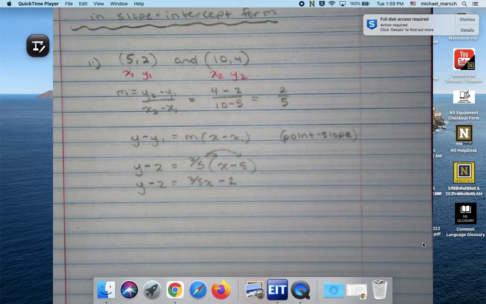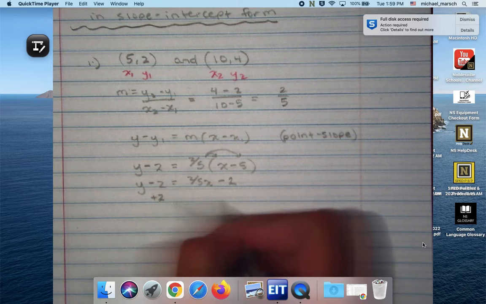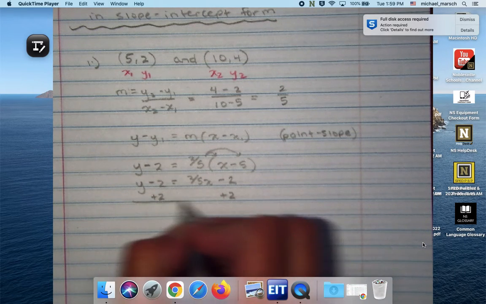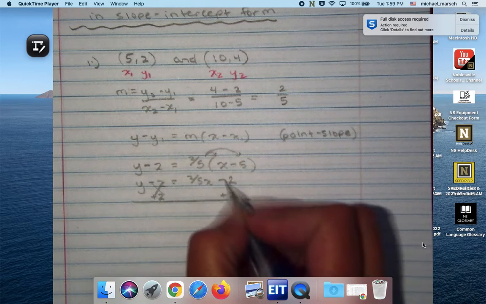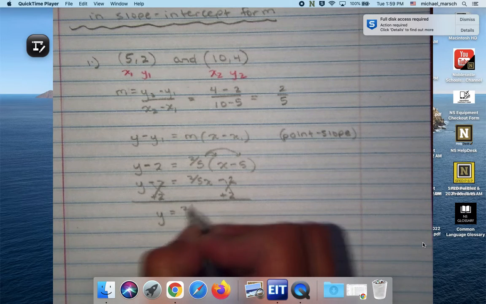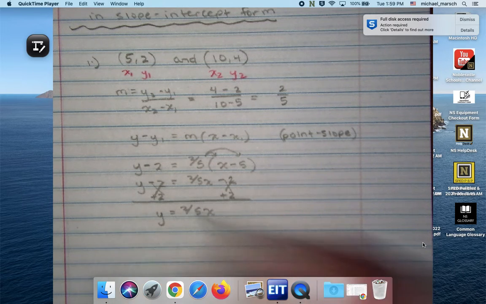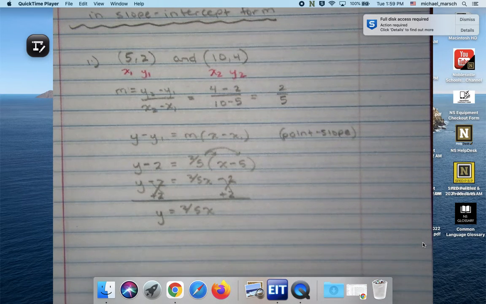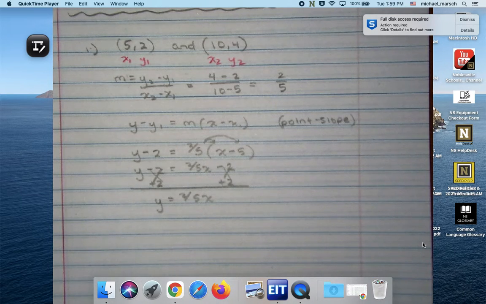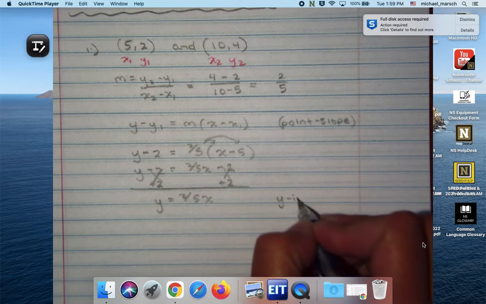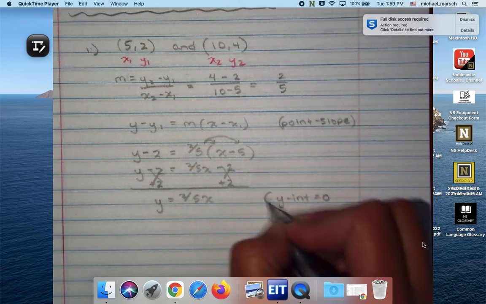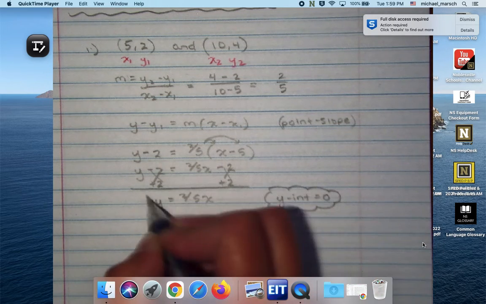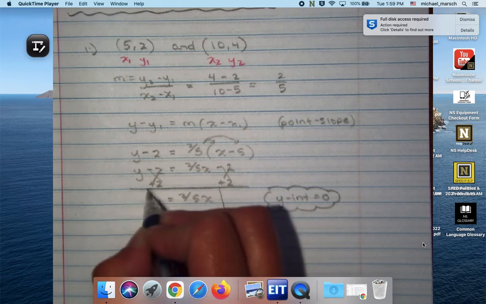Not done yet. Oh, yeah. Then I have to add the 2 to both sides. Y equals 2/5 x. What's my y-intercept going to be? 0. Yep. So there's my equation in slope-intercept form.